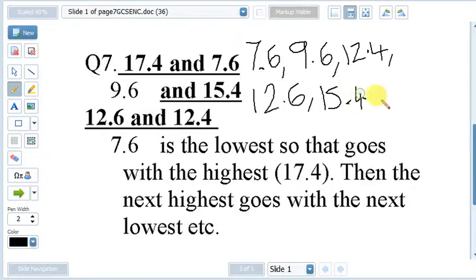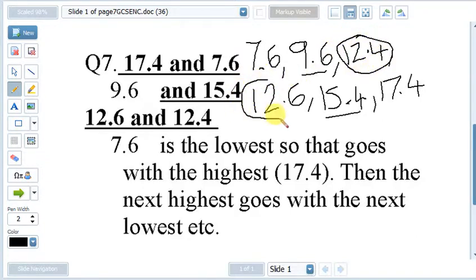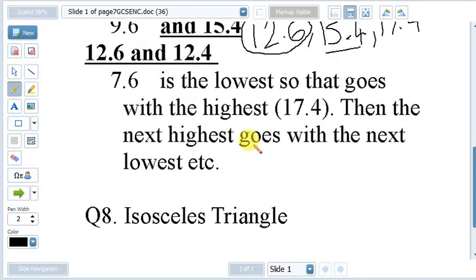15.4 was the next highest number, and 9.6 was the next lowest number. So if you add those two together, you get 25. And then I was left with 2 in the middle, which were 12.6 and 12.4. And when you add those two together, they also equal 25. So the pairs are 17.4 and 7.6, 9.6 and 15.4, 12.6 and 12.4. Well done if you managed to get that one correct.